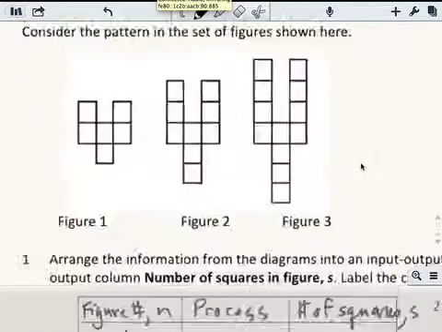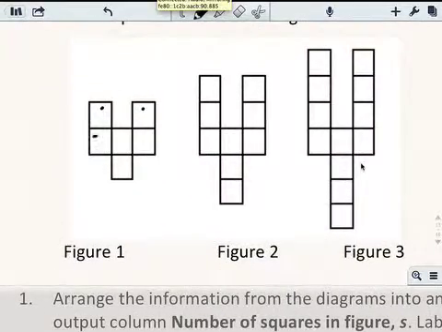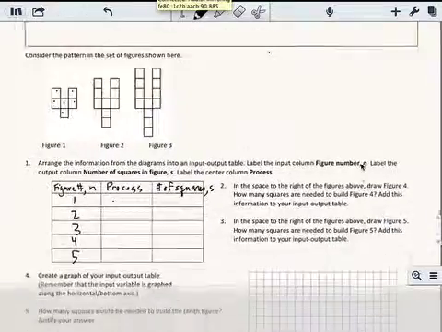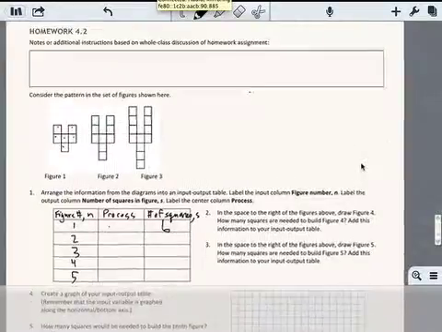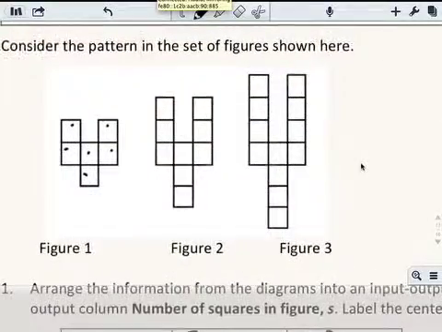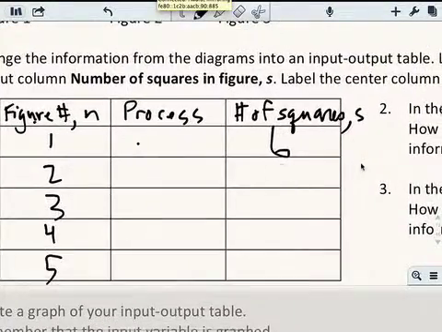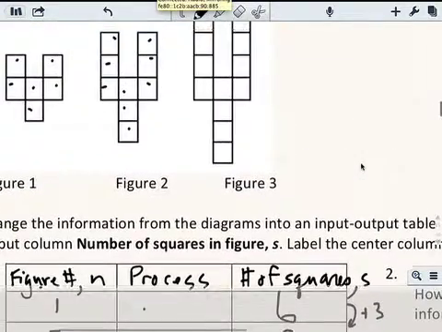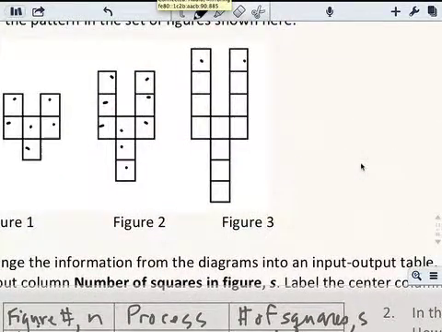So if I look at figure 1, there are 1, 2, 3, 4, 5, 6. Number of squares is 6. If I look at the second one, 1, 2, 3, 4, 5, 6, 7, 8, 9. And so I get 9. And I'm predicting, I'm just looking at the pattern, this went up by 3. I think I'm going to go up by 3 again. So I think it's going to be 12. I'm just going to make a prediction and see if I'm right. 1, 2, 3, 4, 5, 6, 7, 8, 9, 10, 11, 12. It was right because I'm so awesome.